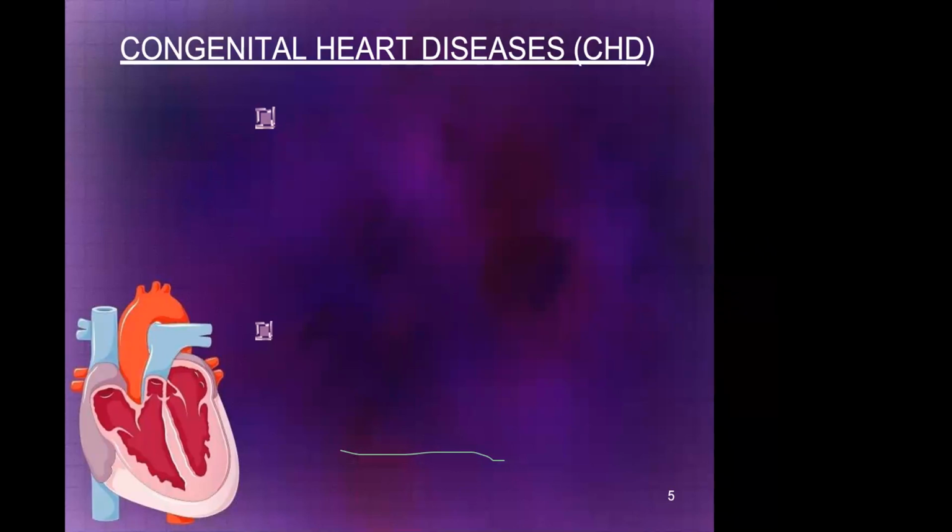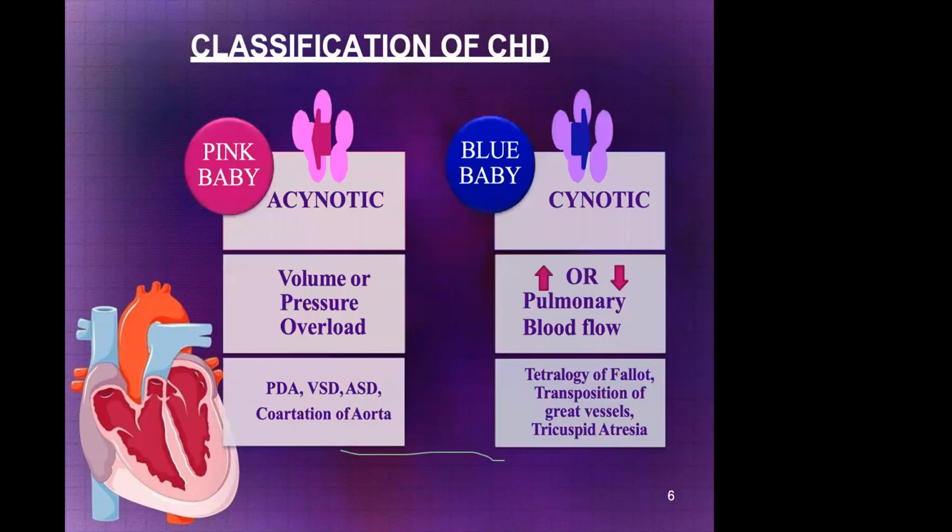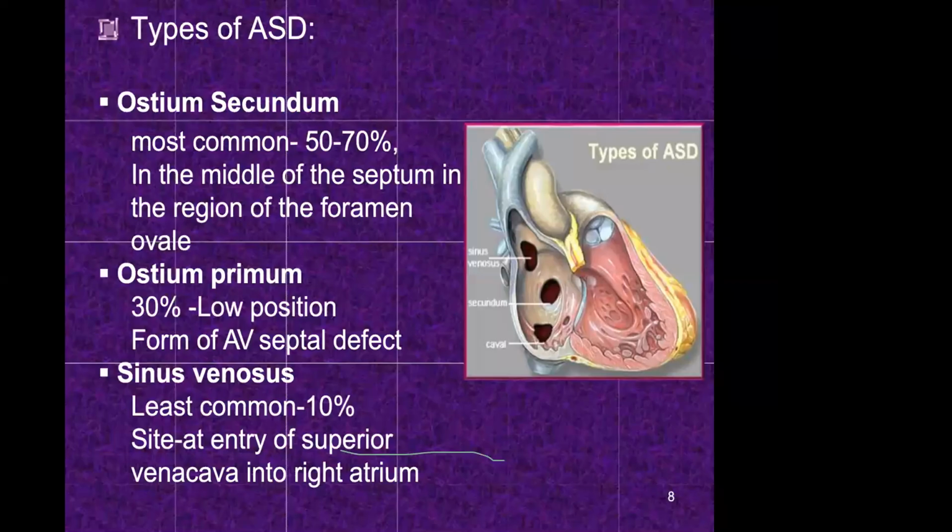So coming to the atrial septal defect. We all are aware that not only is this a common congenital heart disease, but in fact, up to 50 to 70% of the congenital heart disease cases are typically ostium secundum. In fact, there are ostium secundum, primum, and sinus venosum. So even among the ASDs, the secundum is the most common one. Then comes the primum, then comes the venosum.